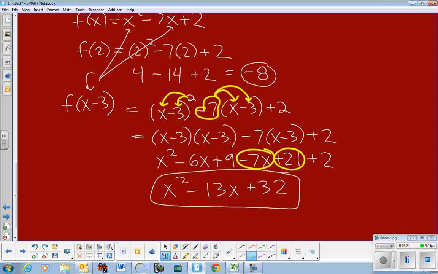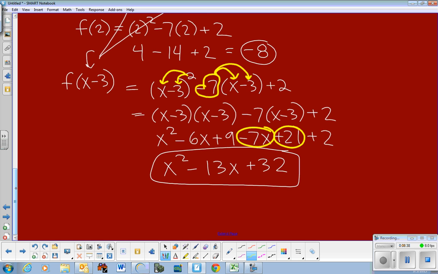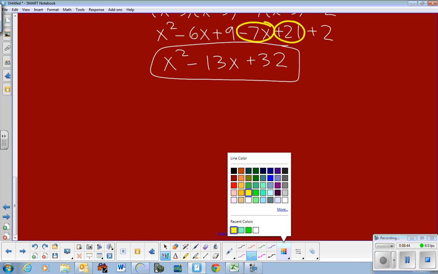All right, so that's f of x minus 3. This is just a function call where we substituted in x minus 3. And you need to know how to do that for things that are coming soon. All right, so now let's get to composite functions.